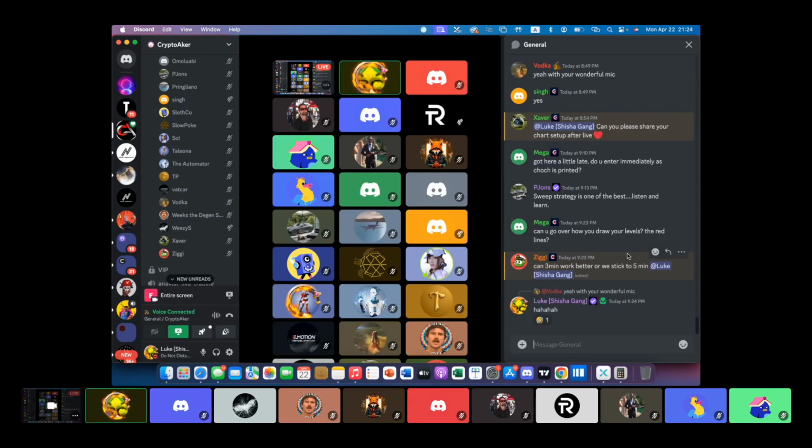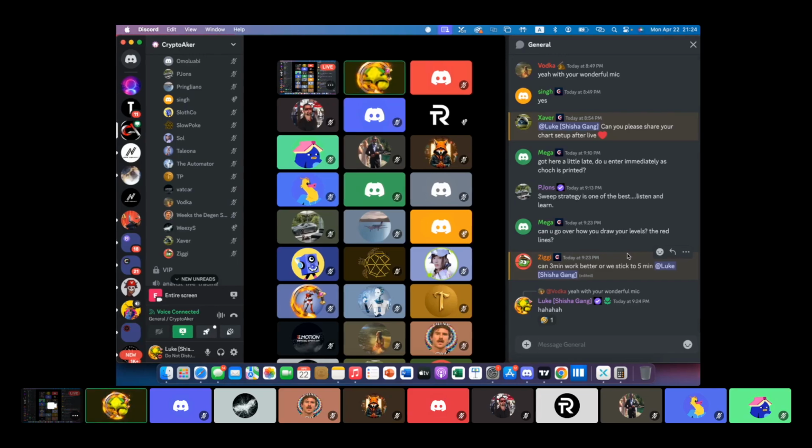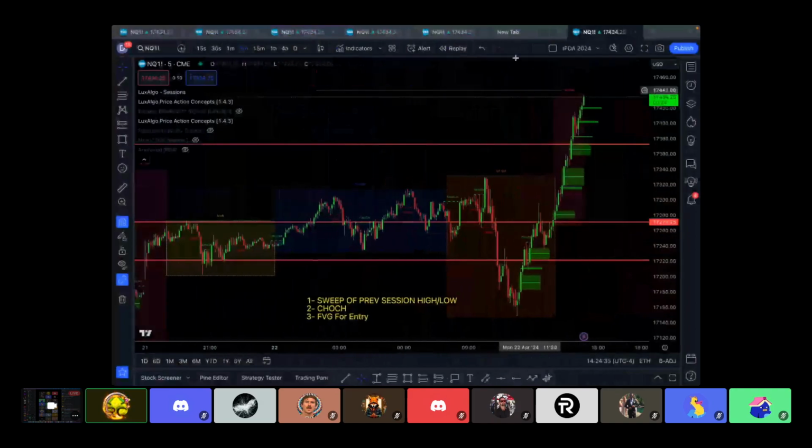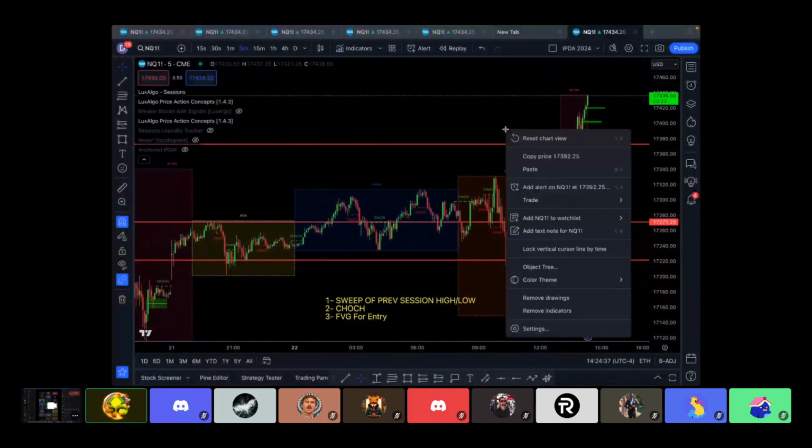Switch strategies, one of the best you can learn. Thank you, P. Jones. Combining it with grade levels, dude. Can you go over how we draw the levels, the red lines? I already covered it at the start of the video. It's IPDA, but I'm going to show you guys a trick to not do it manually.